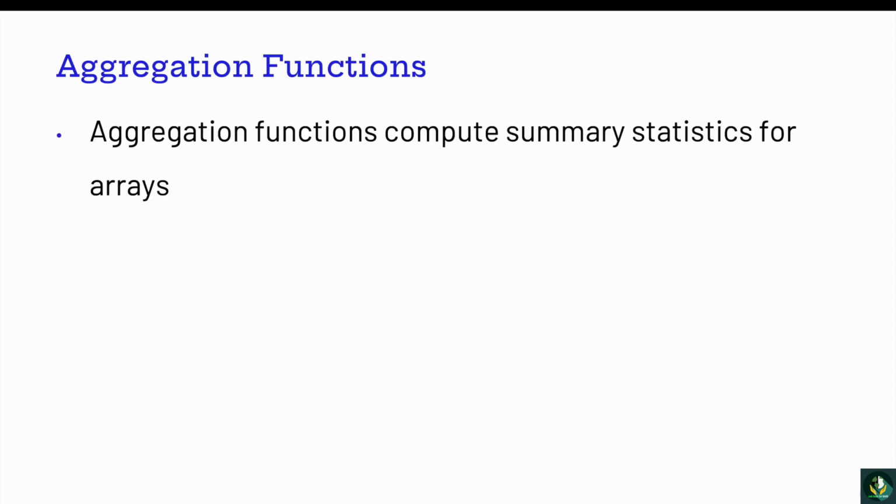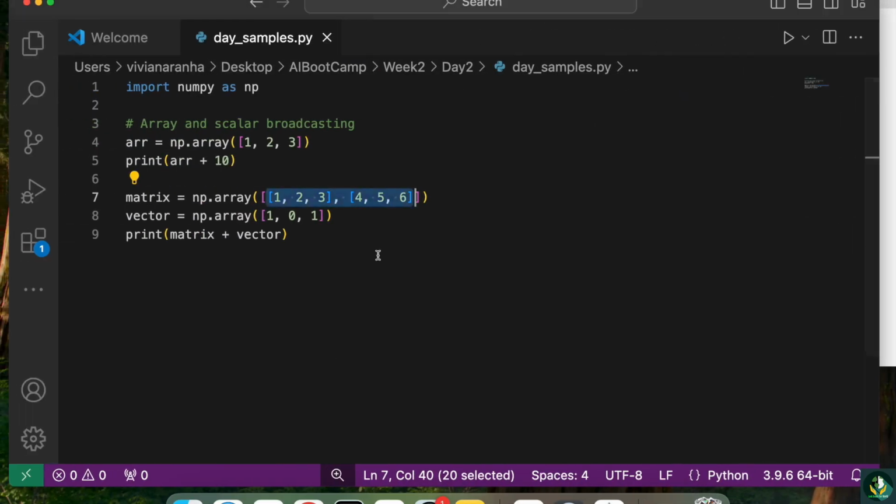Next we're going to look at aggregation functions. Aggregation functions compute summary statistics for arrays. So it's pretty helpful in the AI world. Let's look at some of the common functions that are available in the aggregation functions.